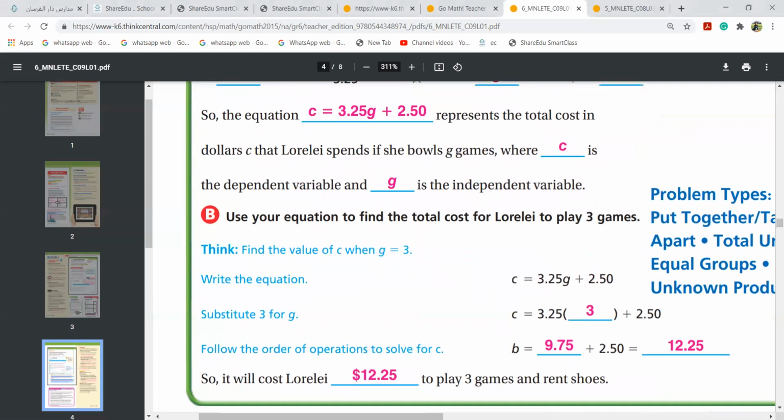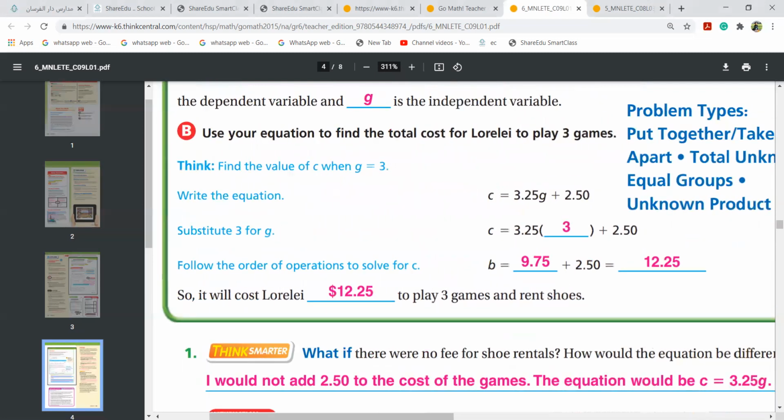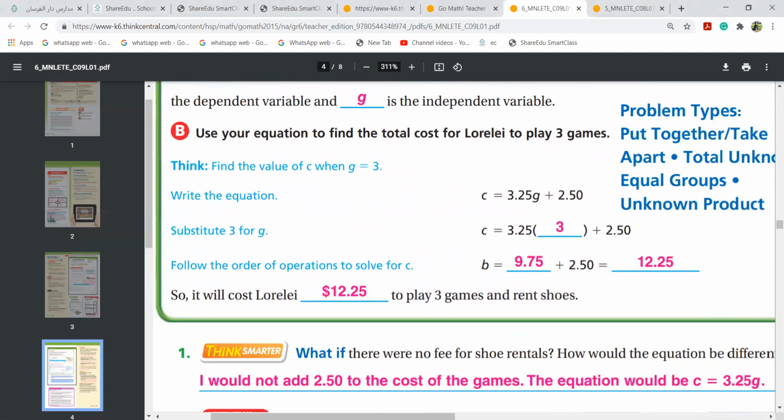That's why C is the dependent variable and G is the independent variable. Now they said 3 games. If they play 3 games, you put 3 instead of G and you get this value. Okay. Same way with chocolates, dear. If you buy chocolates and one chocolate is 4 reals, for 3 chocolates you pay 4 times 3, 12. And then you need to pay the extra tax.